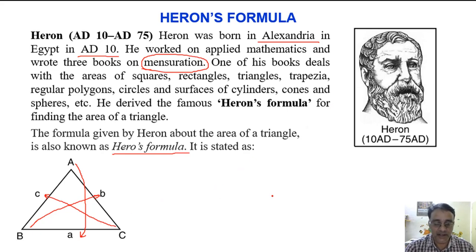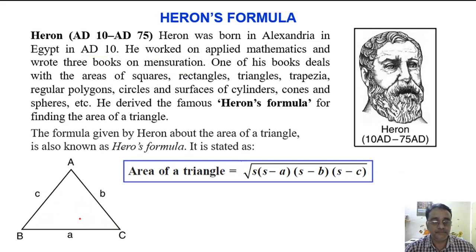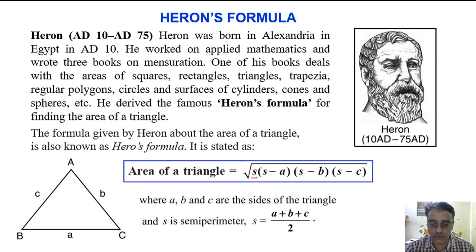Okay, so the area of triangle is given by this formula, where S is the semi-perimeter of a triangle. What is the perimeter of this triangle? A plus B plus C. So semi means half. Semi-perimeter means half of perimeter. So what is S? Semi-perimeter. A plus B plus C by 2, right?